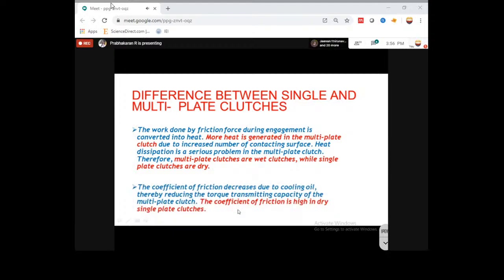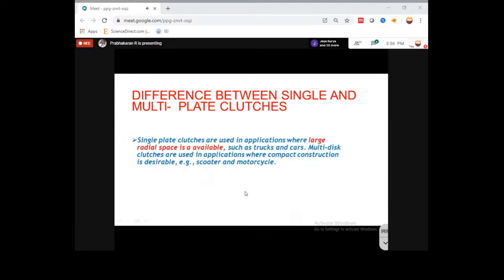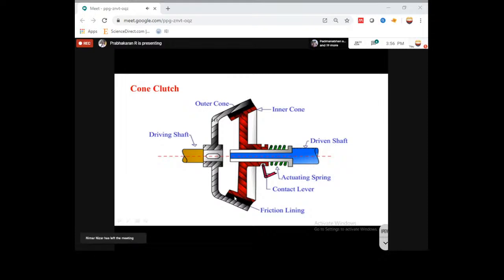The coefficient of friction is high in dry single plate clutches. Next is the difference: here the space, compared to multi-plate clutches, is low. Next I'm going to talk about the cone clutches.